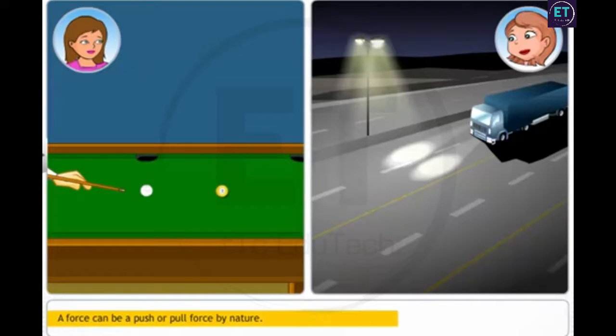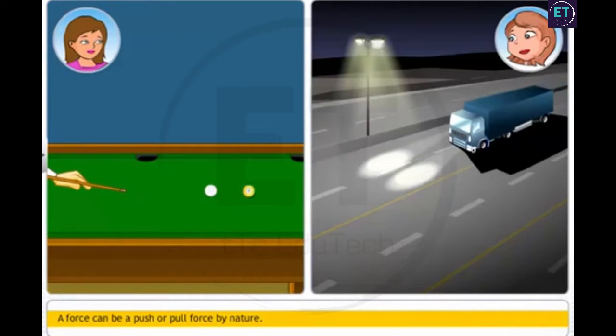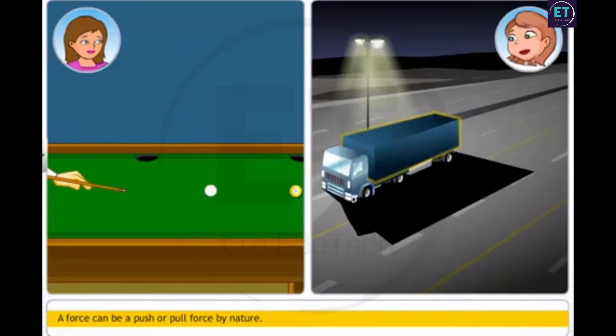A force can be a push or pull force by nature. For example, a cue pushes the billiard balls forward, while a truck pulls a trailer behind it.